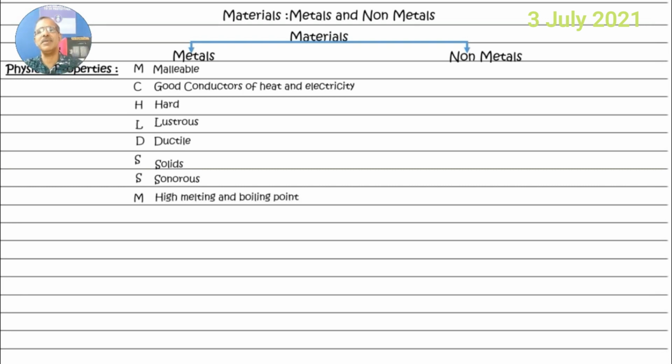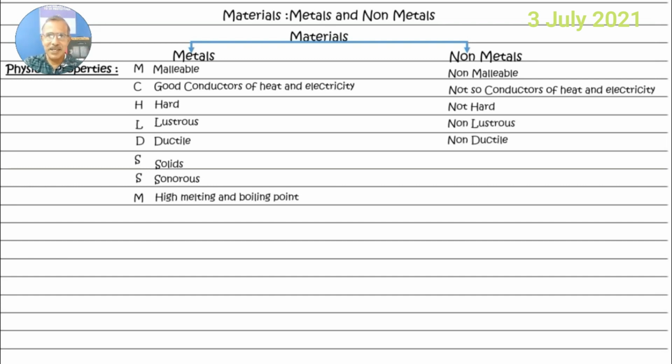Once you remember these properties of metals, it's very easy to recall the physical properties of non-metals. We'll go one by one. Since metals are malleable, non-metals are non-malleable. Metals are good conductors; non-metals are not so good conductors, or bad conductors, right? Metals are very hard; non-metals are not so hard. Metals are lustrous, shining; non-metals are not lustrous. Ductile, non-ductile.